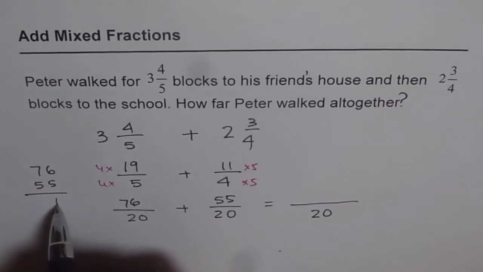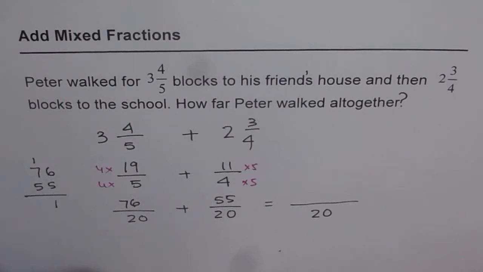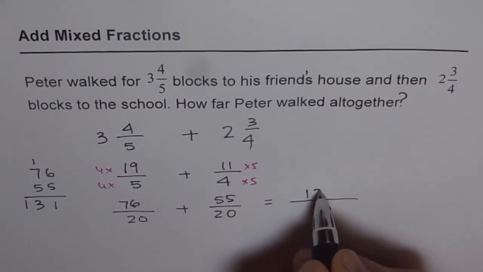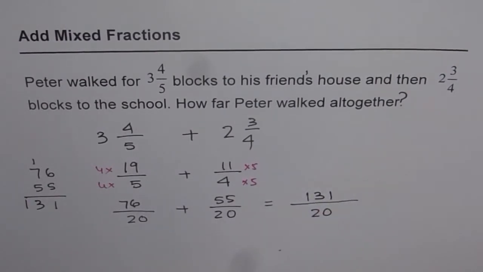6 plus 5 is 11. There it goes. 7 plus 5, 12, and 1, 13. So 131. So you get 131/20. Now we should write the answer as a mixed number, and the answer should be in number of blocks.